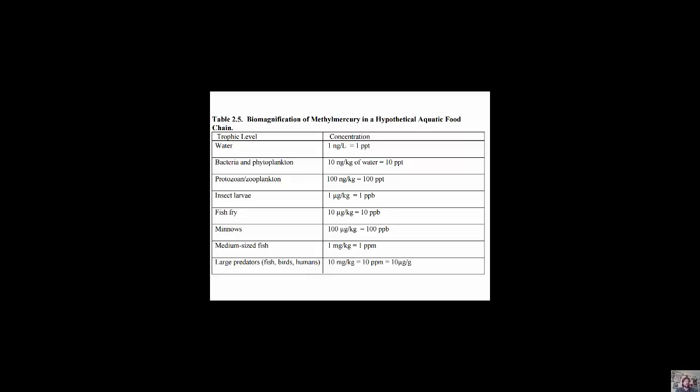It is scary. So we need policies in place to limit pollutant contamination of aquatic ecosystems.